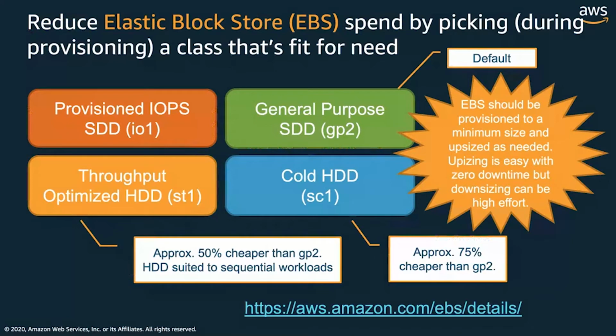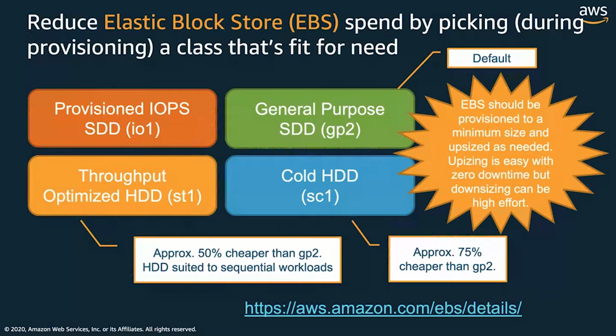Think about the profile of your workload. Does it actually need to have lots and lots of provisioned IOPS? If it does, use our IO1 class of service. The default, though, is what we refer to as GP2, which is general purpose SSD. So when you're specifying an EBS volume, if you don't do anything, the default behavior will be that it will provide an SSD class of storage. You might not need that.